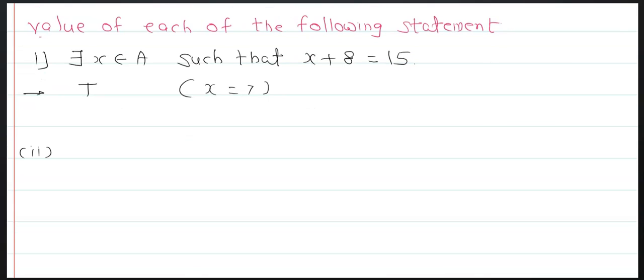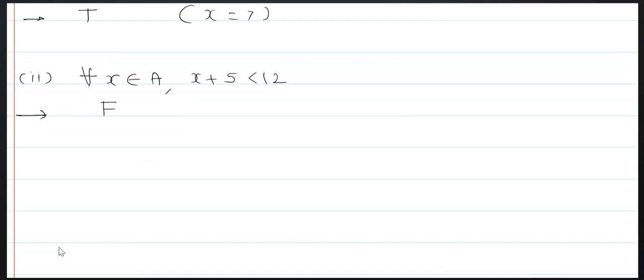Next is the second one. For every x belongs to A, x plus 5 is less than 12. Sorry, for every x it is not possible.